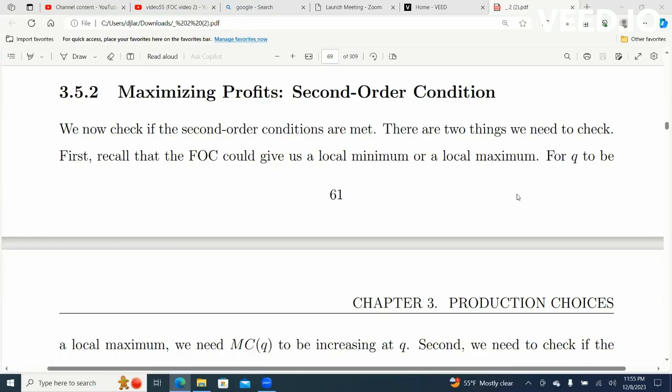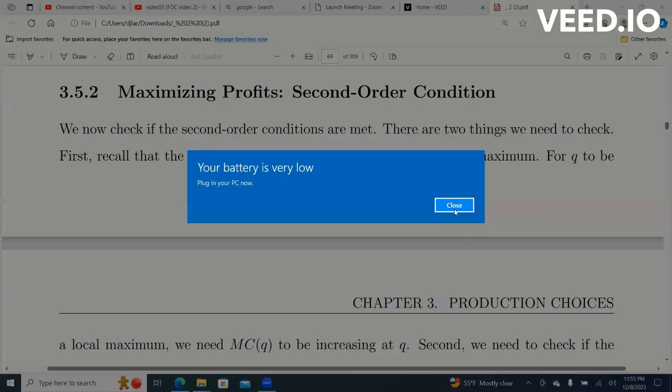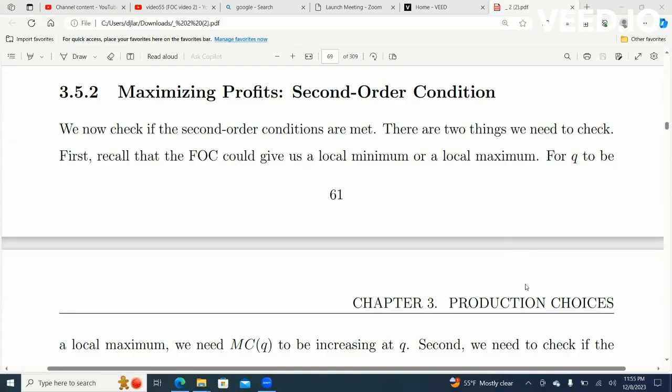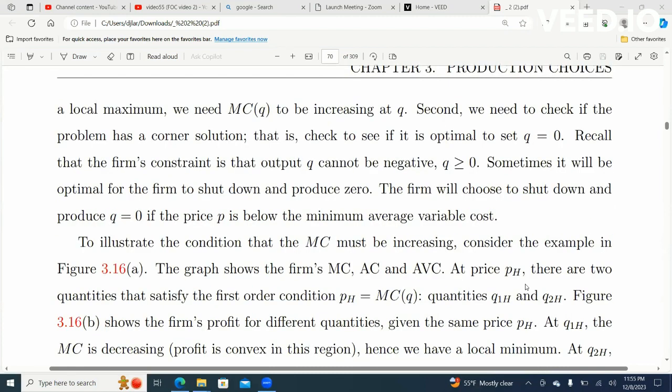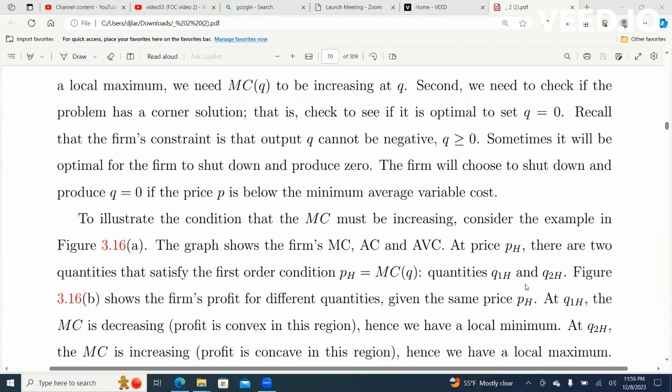Okay, so in this video, we start maximizing profits second order condition. We now check if the second order conditions are met. There are two things we need to check. First, recall that the first order condition can give us a local minimum or local maximum. So for Q to be a local maximum, we need marginal cost to be increasing at Q.